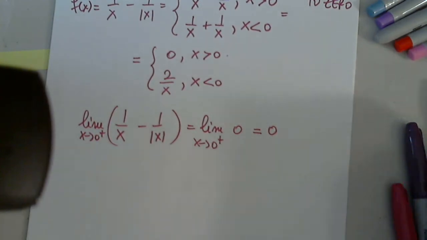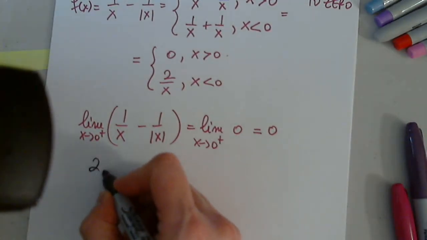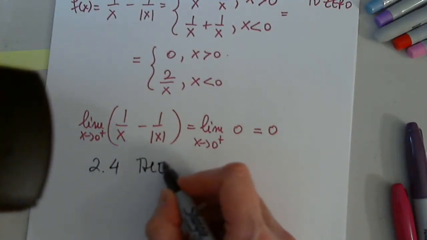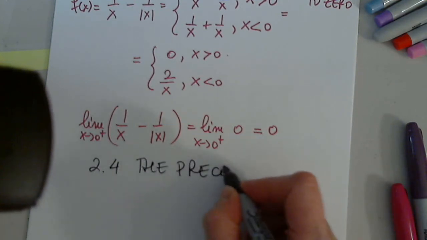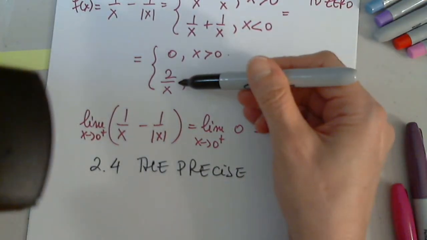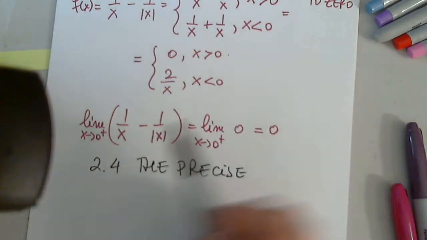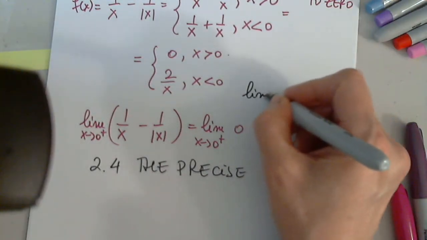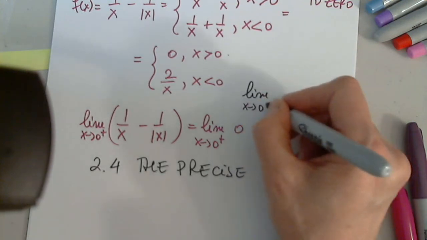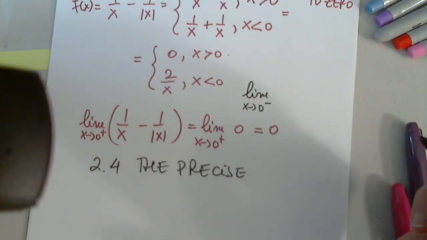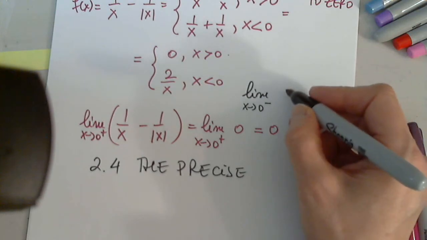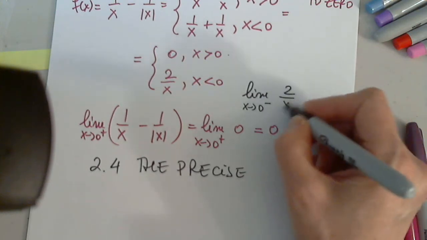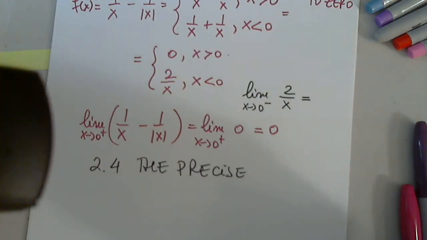Okay, questions? So if it was coming from the left, then the answer would have been 2 over x? Yes, so let's write that here. So when x approaches 0 from the left, which function will I write? 2 over x. Very good. And then the limit would have been? 0. No, does not exist.